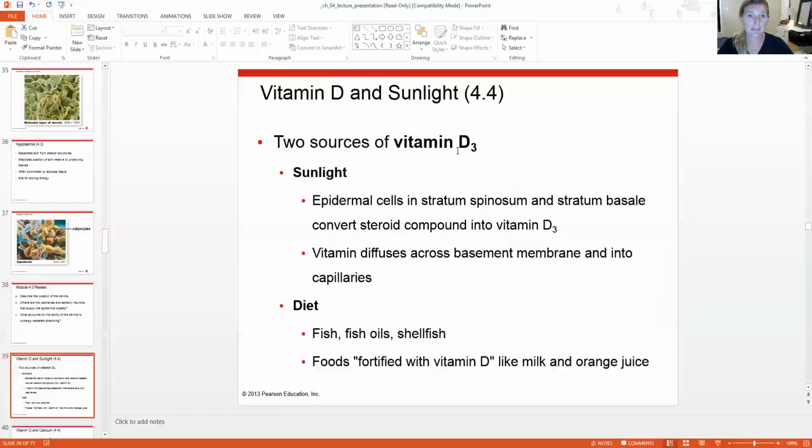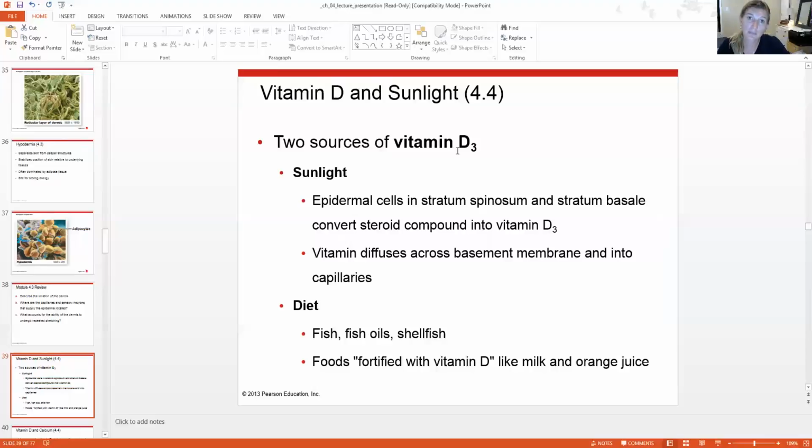Let's talk about vitamin D briefly. There's two sources of vitamin D. There's sunlight, as I mentioned. The epidermal cells, when they are meeting with UV light, can perform a little chemical reaction to synthesize a steroid compound, D3, calcitriol is what it is. Then that vitamin goes into the capillaries and into the bloodstream.